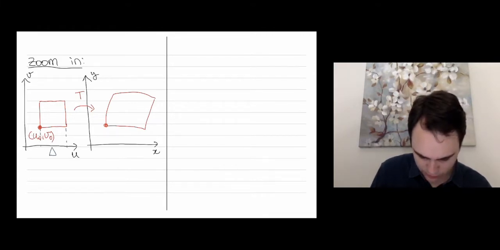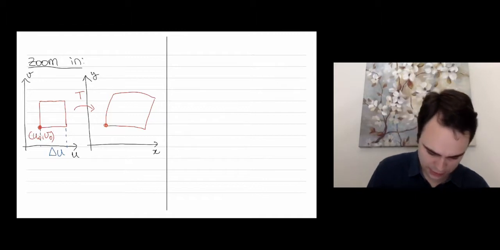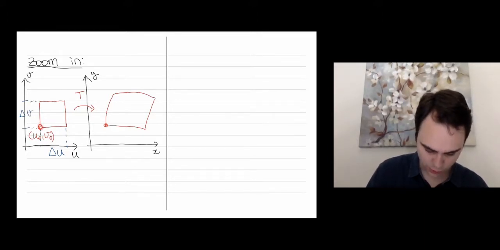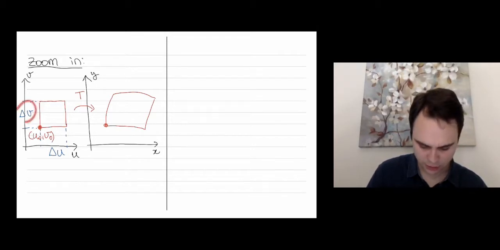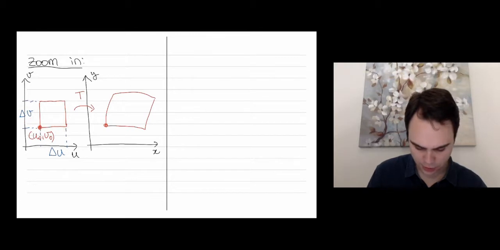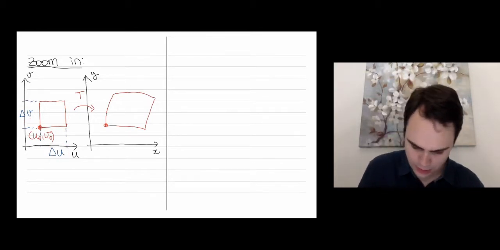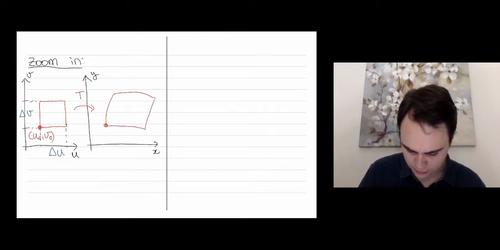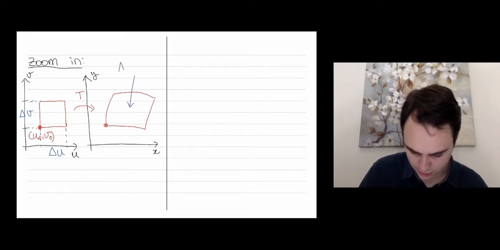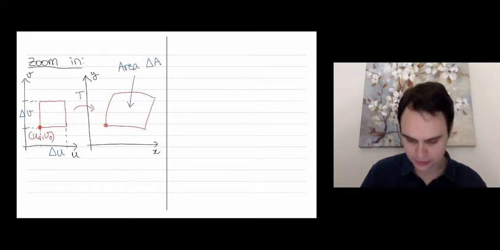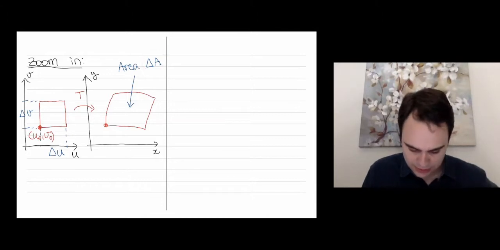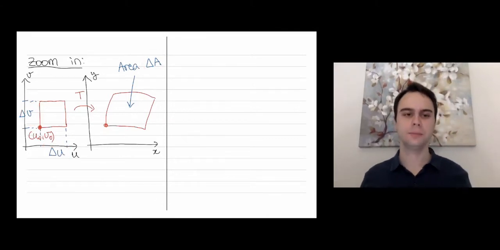The width of this rectangle is going to be delta u. The height is going to be the change in v, delta v. If I go from here to here, I'm increasing the v coordinate by delta v. If I go from here to here, I'm increasing the u coordinate by delta u. Another thing I'd like to name is the area of this region, delta A. I'd like to understand what delta A is in terms of delta u and delta v.